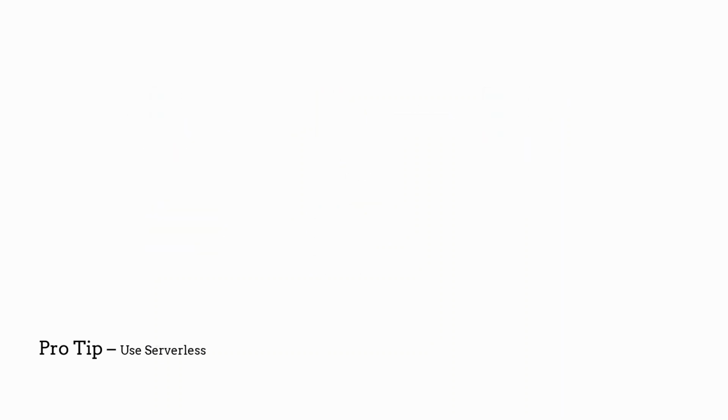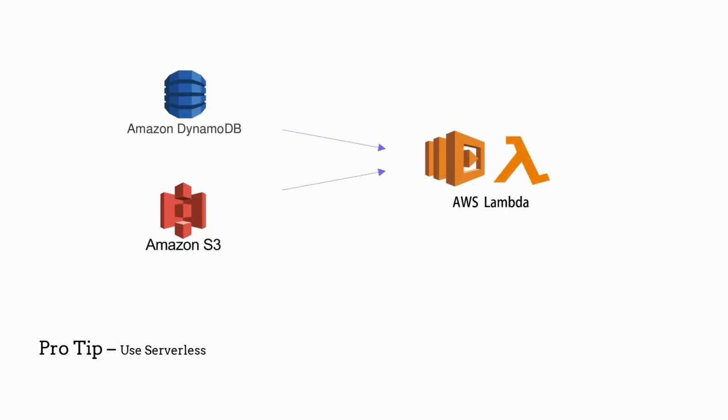Serverless has championed this architectural pattern. For example, when you're on AWS, you can trigger Lambda functions for operations done in DynamoDB and S3.